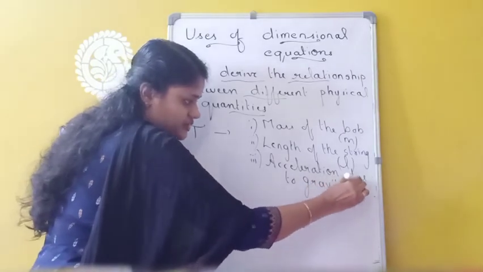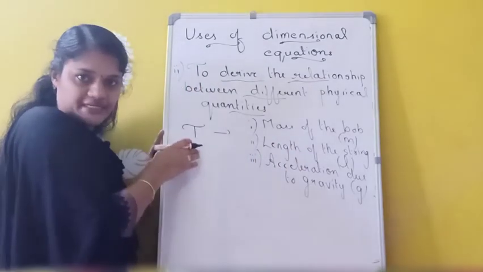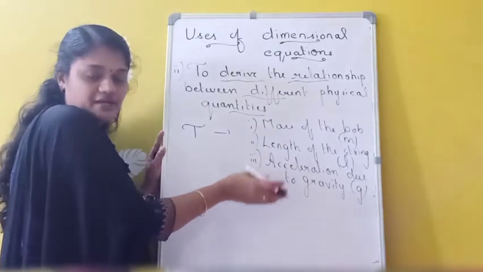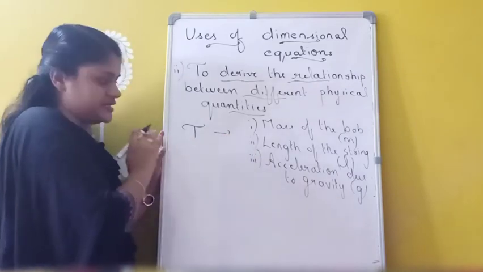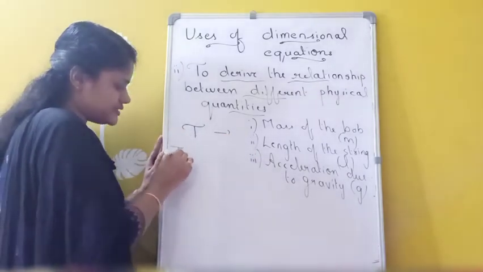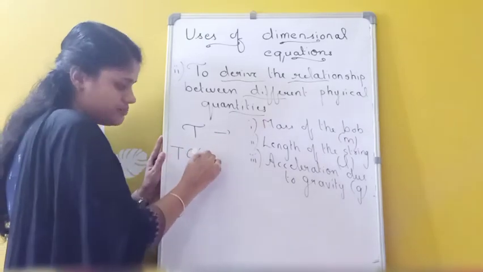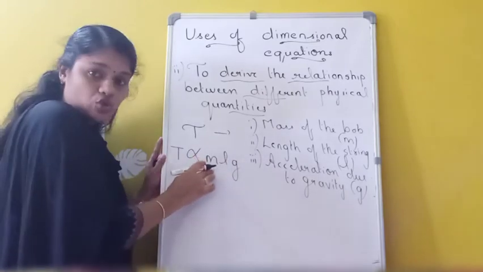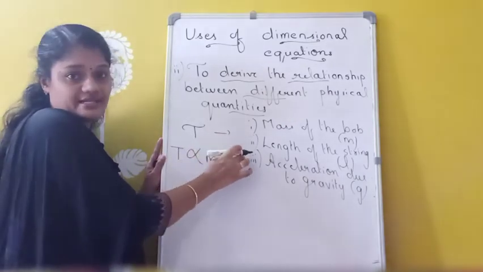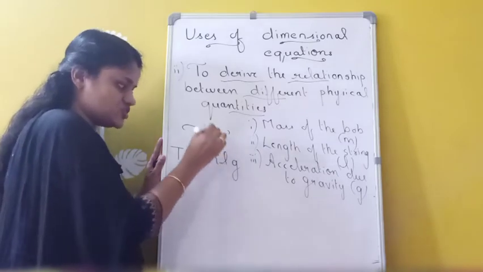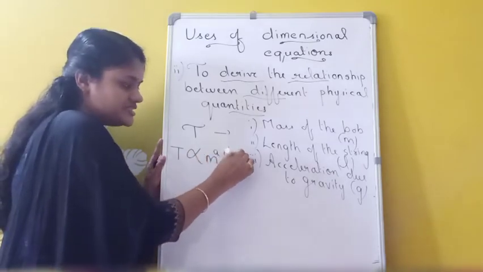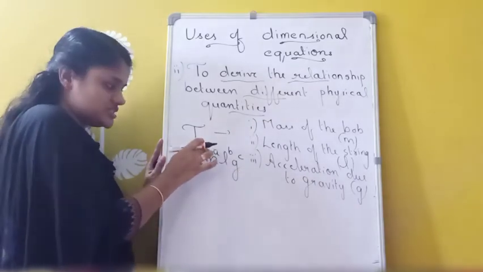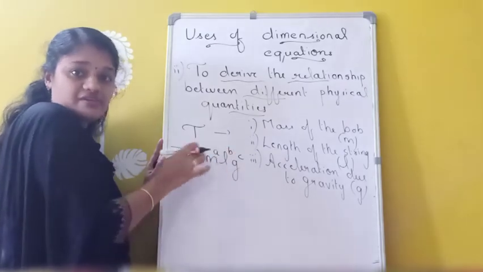The symbol is g. So this time period depends on the mass of the bob, length of the string, and acceleration due to gravity, and we have to derive a relation for the time period. We can write T is proportional to mass, then length, then g. But we don't know the powers of mass, length and g, so simply we take m raised to a, L raised to b, and g raised to c, because we don't know the correct powers here. First of all, we need to find a, b and c, then only we can derive the relation.